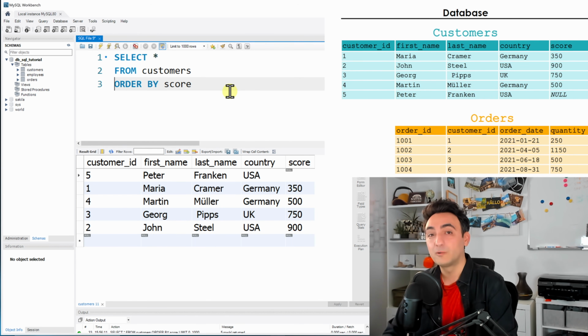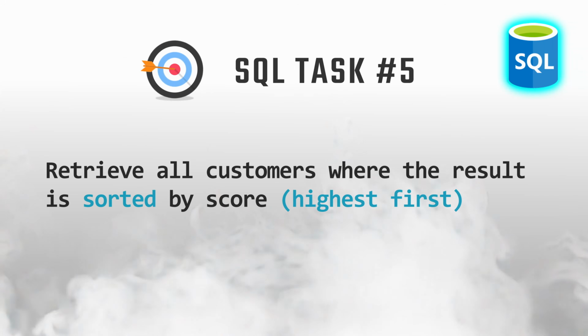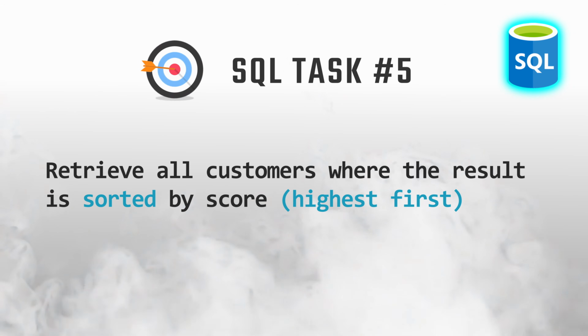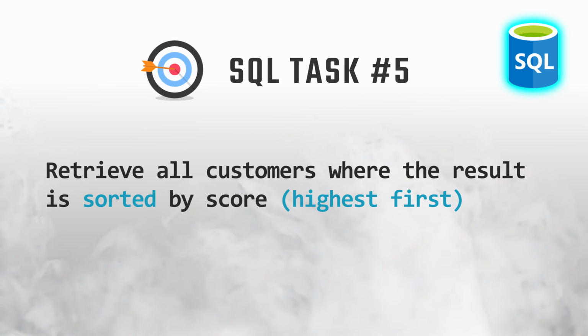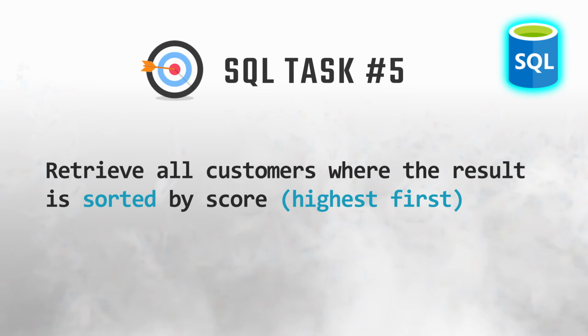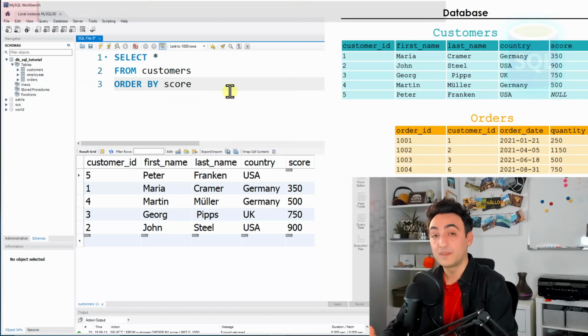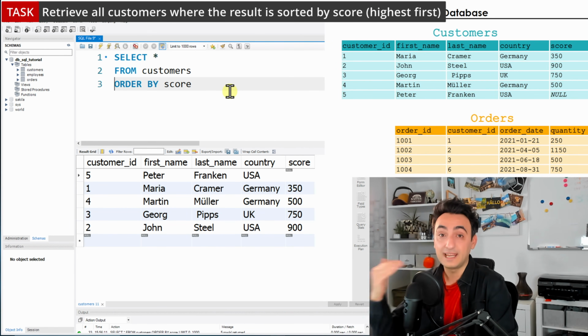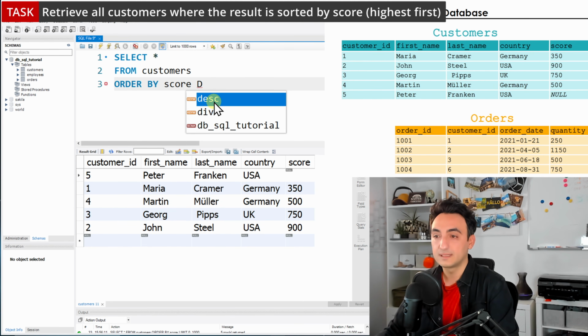Okay, so now let's consider one more quick task, and it says almost the same. Retrieve all customers and the result should be sorted by score, but this time the highest should be first. So that means we need to use the descending method, the highest first and then the smallest. We have the same query, we don't have to change anything, but now after the column name, if I leave it empty, it's gonna be ascending, but this time we need to use descending. So we're gonna use this keyword, DESC, that means descending.